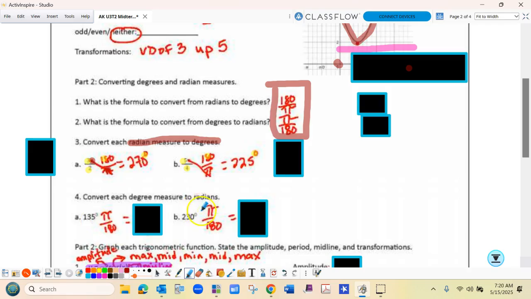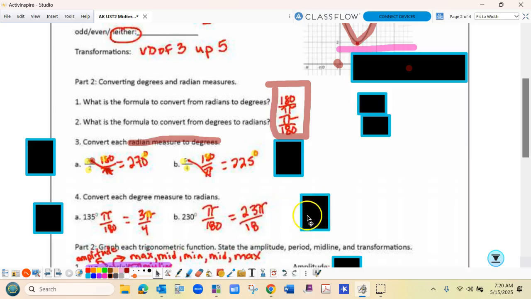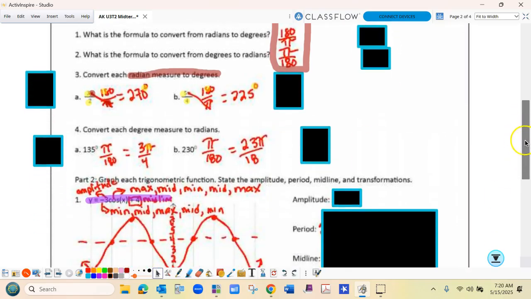Number 4, when you're going from degrees to radians, now you're multiplying by pi over 180. Remember, pi doesn't go anywhere except in the answer. 135 divided by 180 in your calculator makes 3 over 4 when you make it a fraction. Do not leave it as a decimal, and do not forget to put pi in your final answer. 230 times pi over 180, 230 divided by 180 goes in your calculator. The decimal turned to a fraction. Don't forget to put pi in your answer.